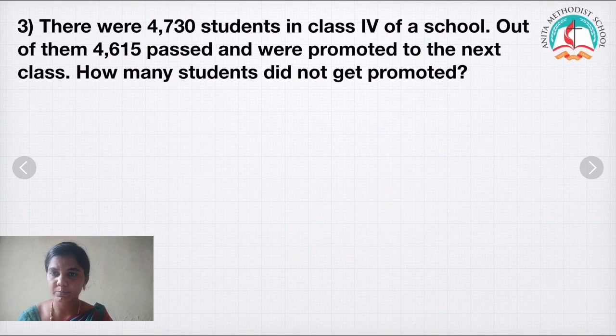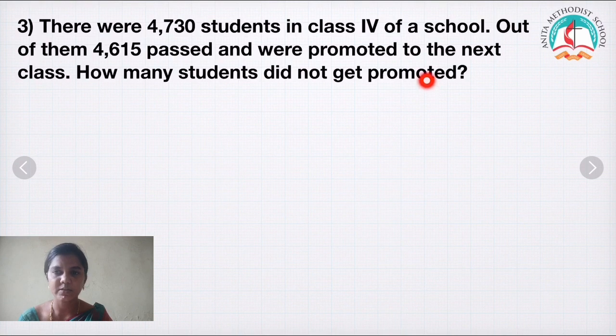Okay, so here is my word problem. Says there were 4,730 students in class 4 of a school. Out of them 4,615 passed and were promoted to the next class. How many students did not get promoted?